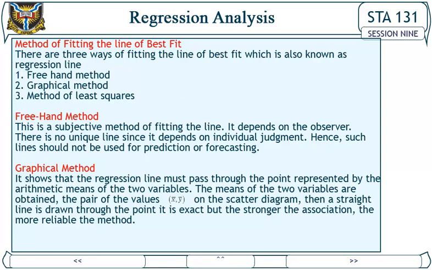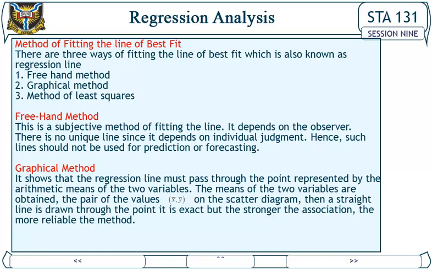Freehand method. This is a subjective method of fitting a line. It depends on the observer. There is no unique line since it depends on individual judgment. Hence, such lines should not be used for prediction or forecasting.